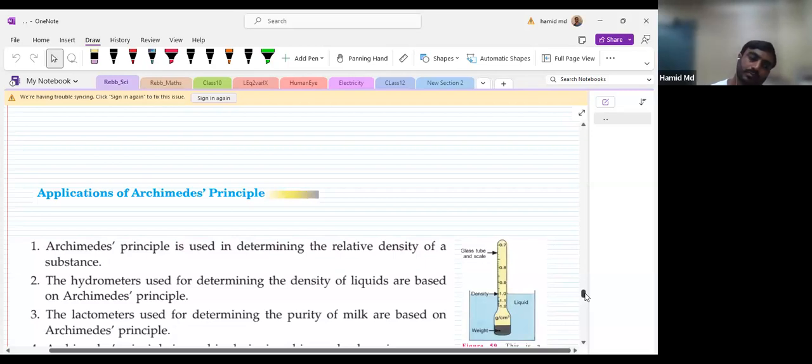Weight of the water. Yeah, of course. It means that if we are immersing an X volume block inside water, then the same amount, X volume of water, will be displaced, right? Yes. Okay.